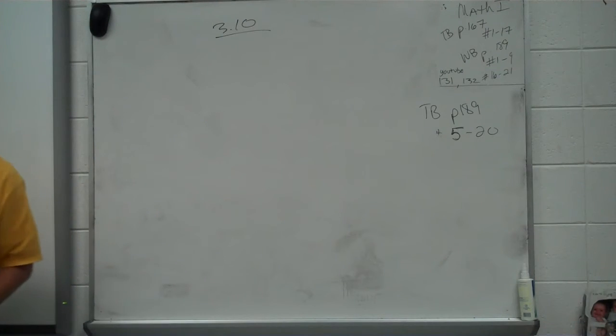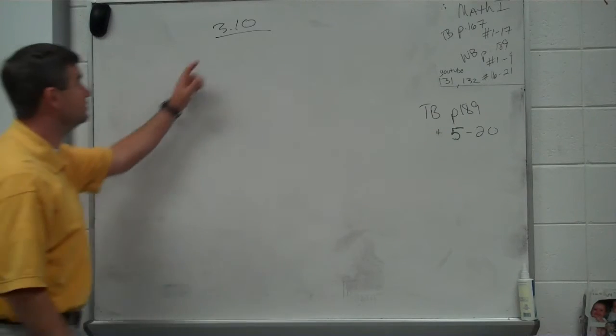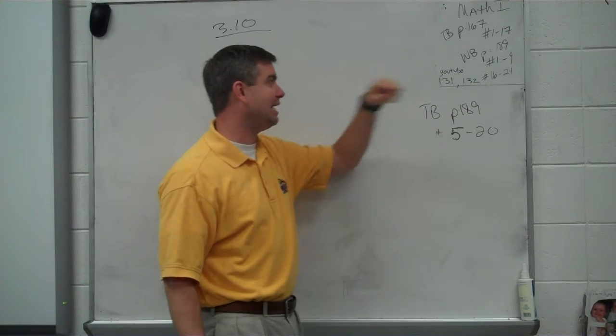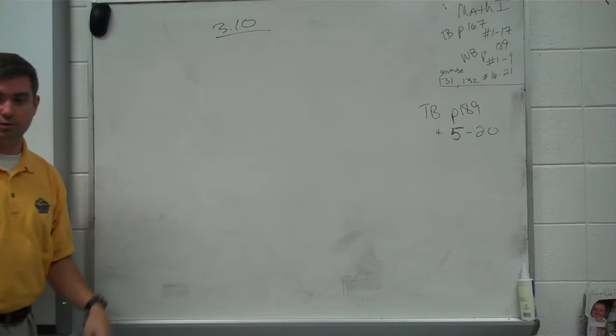Alright, these are some problems from the workbook, page 189. This is section 3.10, adding and subtracting with like and unlike denominators. So this is section 3.10, workbook page 189, problems 1 through 9 and 16 through 21.